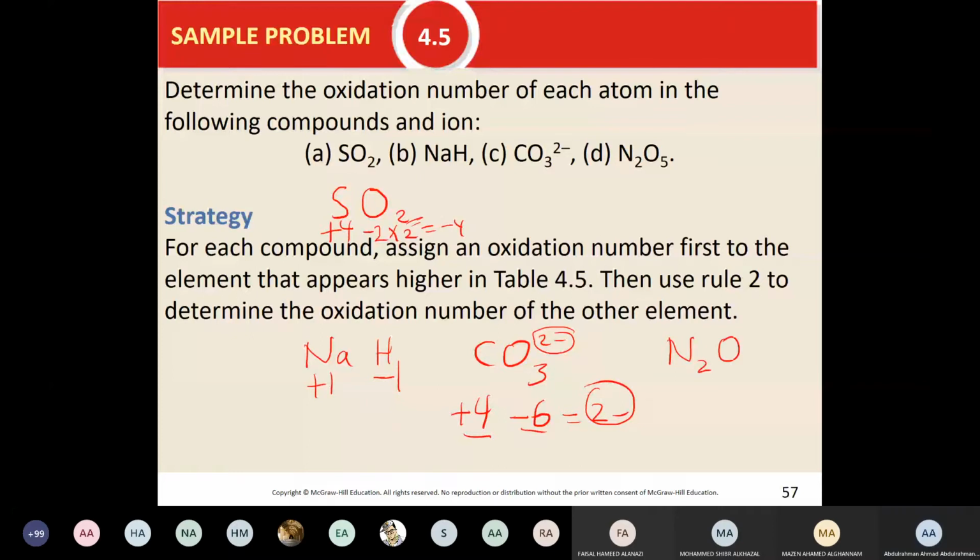Last question, N2O5. What's the oxidation number for oxygen? Oxygen is -2 multiplied by 5, which is -10. So this must be +10, and we have 2 nitrogens. This means each nitrogen is +5. Clear? That's the oxidation number.